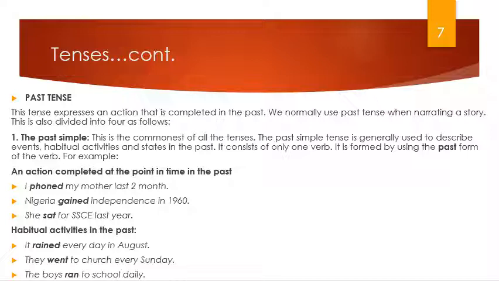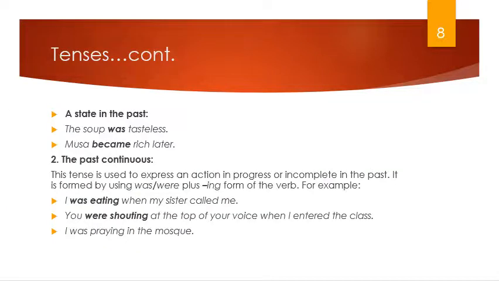And also it is used to show habitual activities in the past. For example, it rained every day in August. They went to church every Sunday. The boy ran to the school daily. These are the examples of simple past tense or past simple tense. It also shows a state in the past. The soup was tasteless. Musa became rich later.